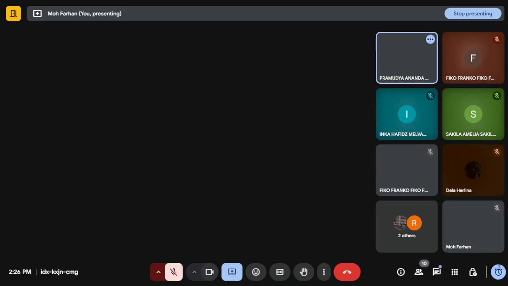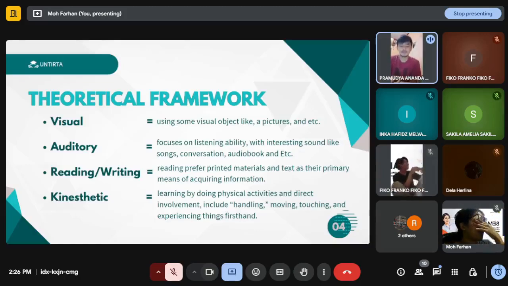So for the theoretical framework, we have many theories. The first one is the VARK theory developed by Neil Fleming in 1993. There are four learning styles that Neil Fleming describes. The first one is visual. Visual is a learning style that uses objects like pictures, videos, and so on. This gives a mental concept so students can develop their imagination about the material.